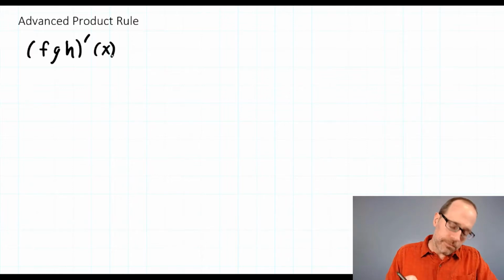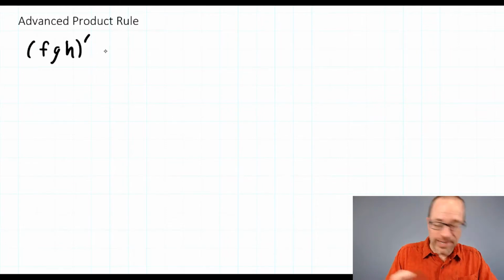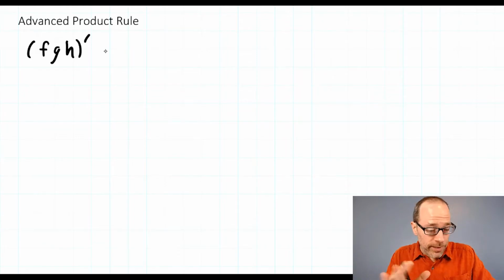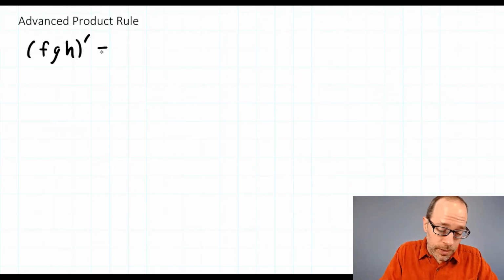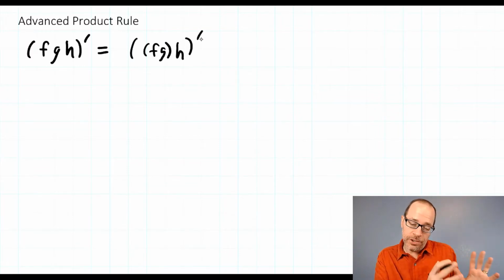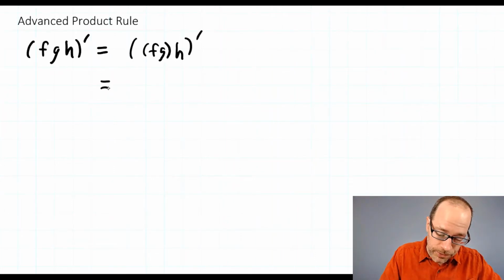And what I'm going to do, to make this clearer, is just not write "evaluated at x." Okay? Well, we don't know how to do three things yet, but we do know how to handle two things. So just group the first two together as if they were one thing. So it's one function, fg, times another function, h. So the product rule tells us how to do the derivative.